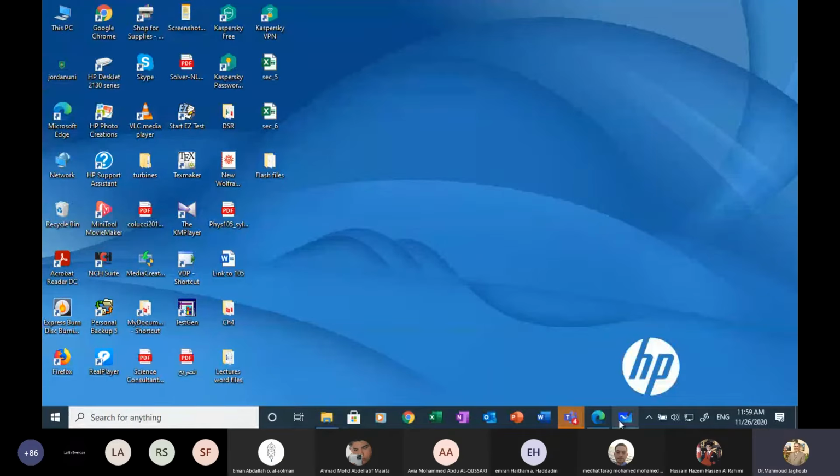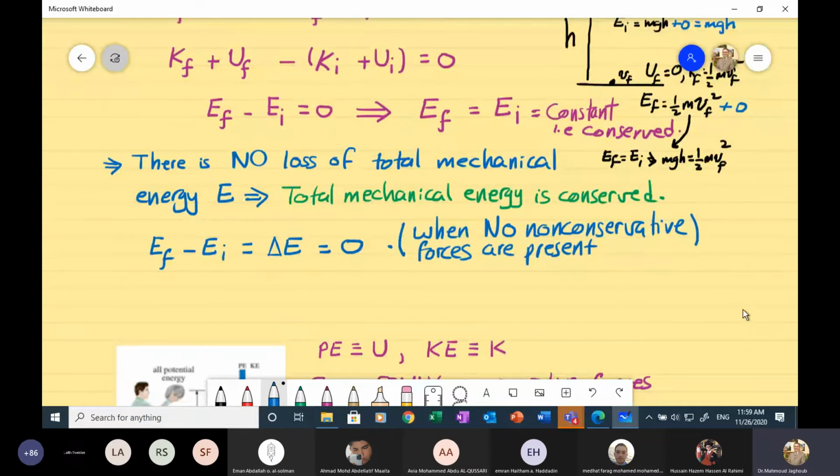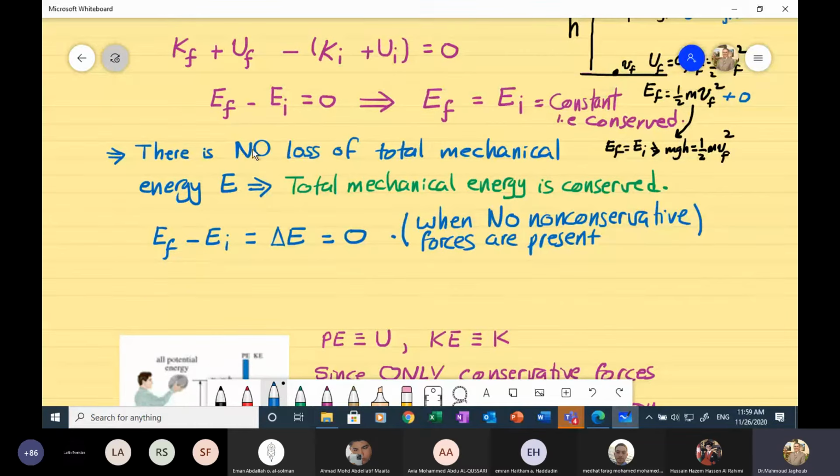Let's go back. So conservation of total mechanical energy means there is no loss of total mechanical energy. Meaning there is no loss in what? In energy. Therefore, we say total mechanical energy is conserved. E final minus E initial equals delta E, since it's final minus initial, and this equals 0 when non-conservative forces are not present or when their work is equal to 0.